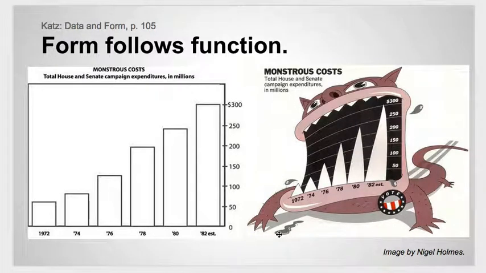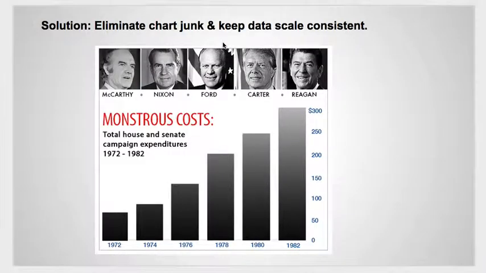Number two, the monster is kind of cheesy. Cutesy clip art should be avoided. It makes the overall presentation look dated. And number three, the little gray drips of saliva or sweat have tiny dollar signs, but they don't really seem to represent anything. The solution is to eliminate chart junk and keep data scale consistent.